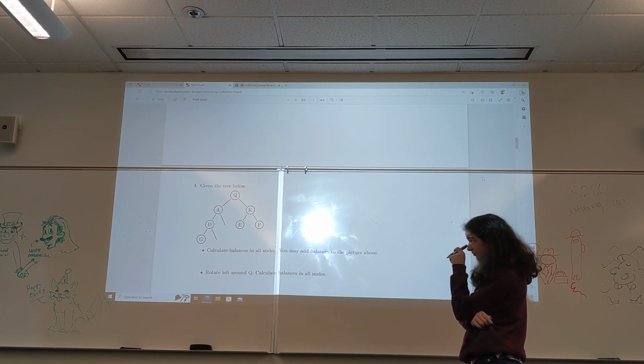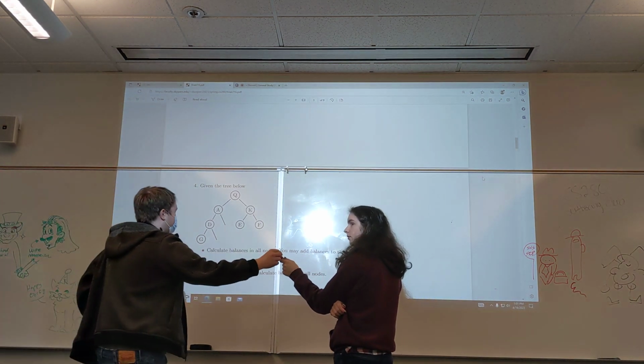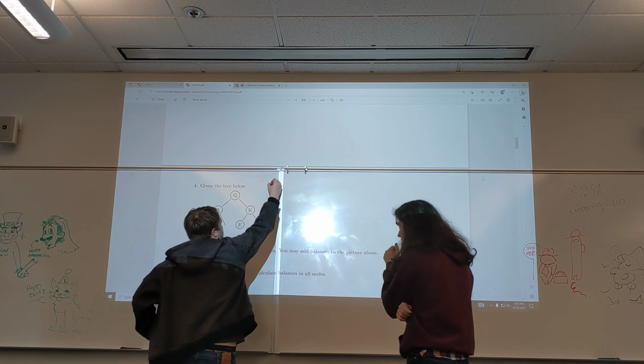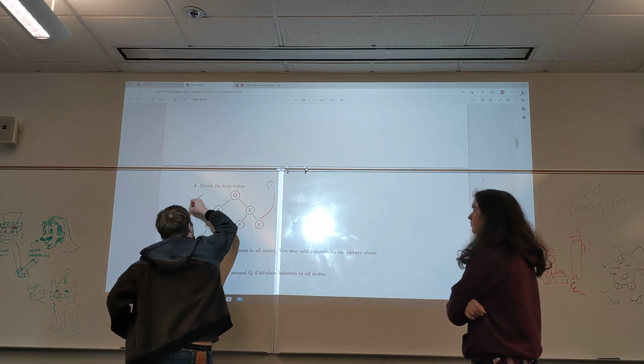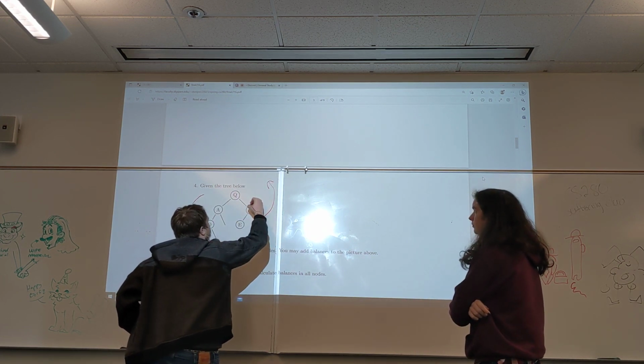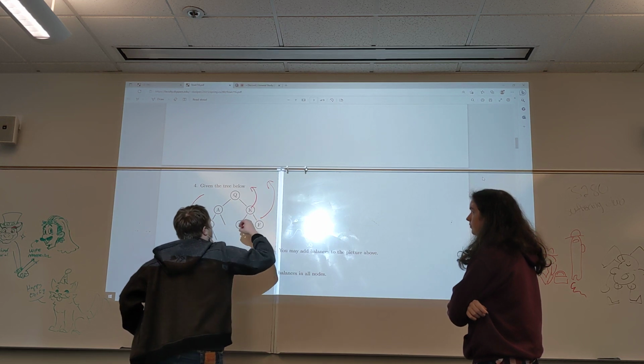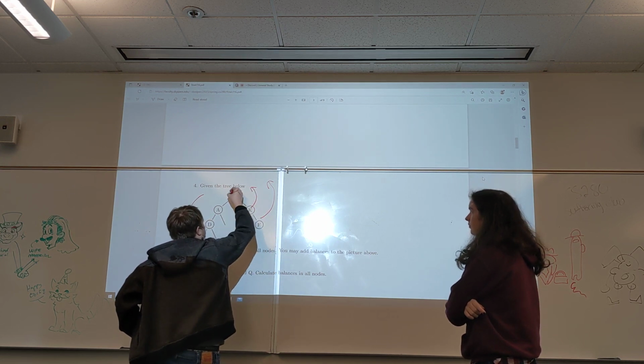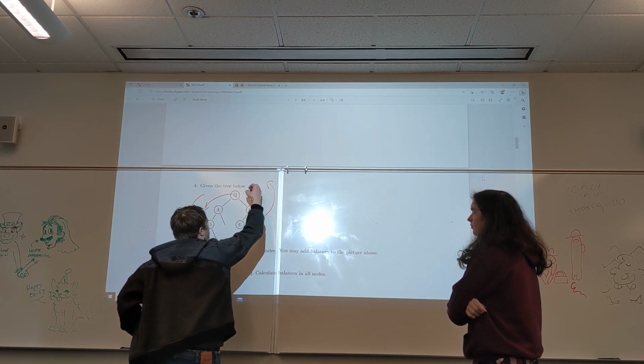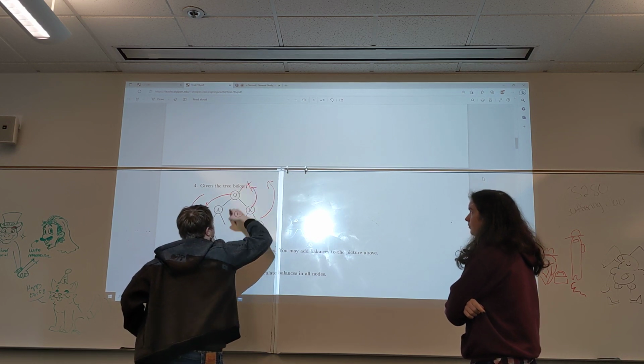I think it'd be K. Rotate left around Q is to promote K. Yeah, okay, because you're rotating this entire tree counterclockwise. So you need K and Q. That means K is now above Q.